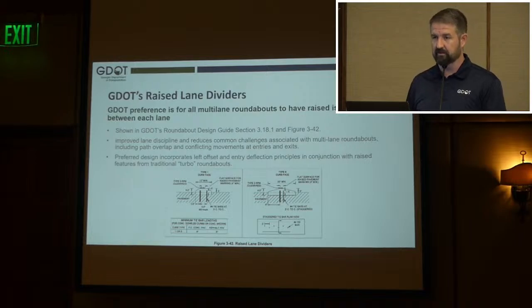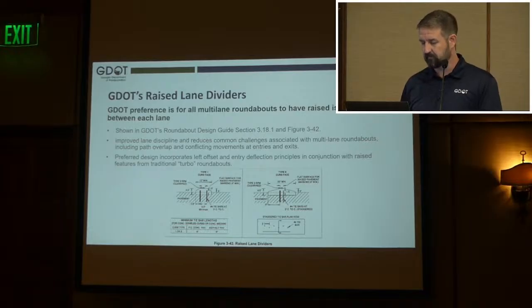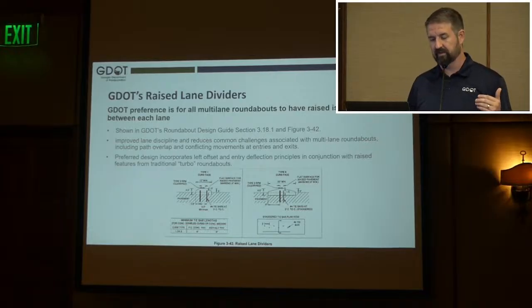Mainly PDOs, so they're still not getting severe crashes. But what are the design elements that are common, that are seen in high crash multi-lane roundabouts? We were able to bring these elements because those lane discipline issues and path overlap and things like that are some of the big problems.